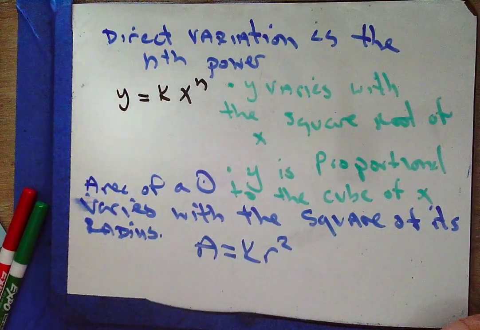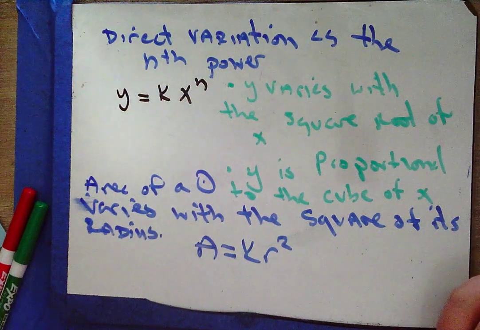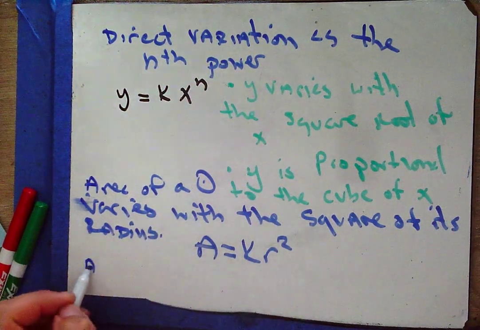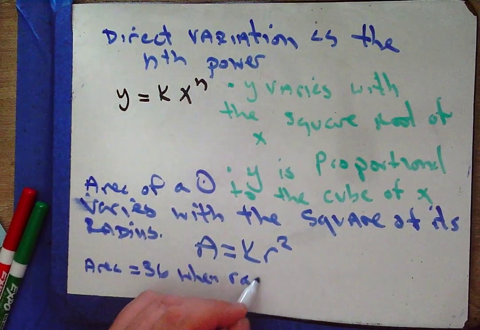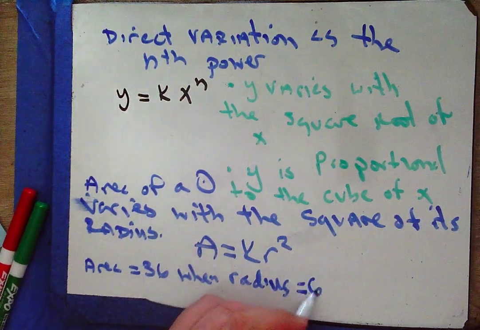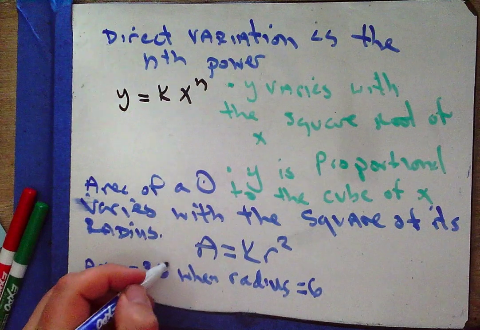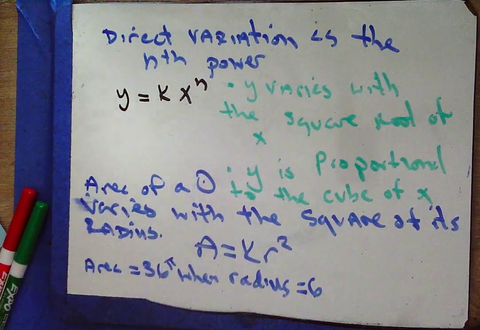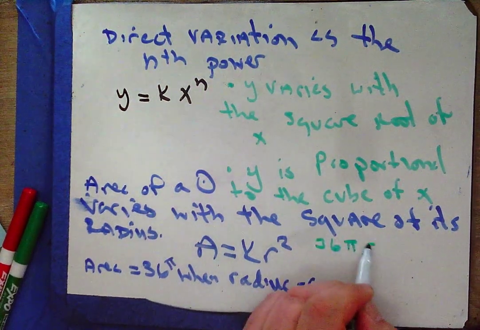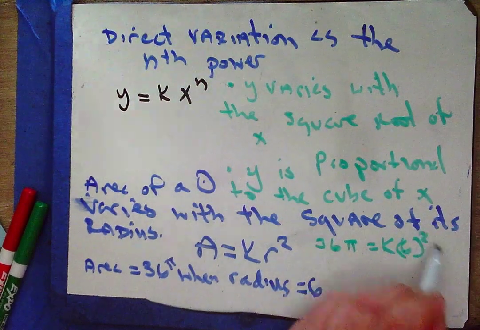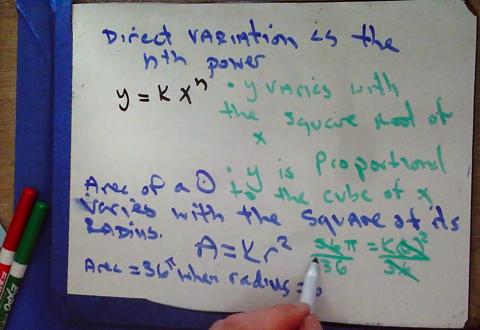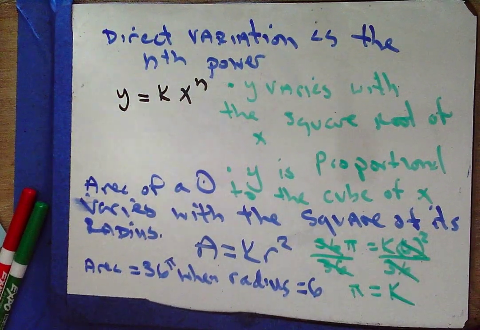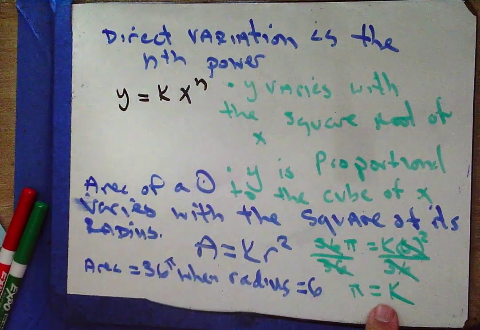In this case, let's say that area equals 36 pi when radius equals 6. So we can plug these in, and what will that look like? Well, 36 pi equals k 6 squared. And so when I divide both sides by 6 squared, or 36, I get k equals pi. And is that surprising? Well, no. So there's our constant of proportionality.